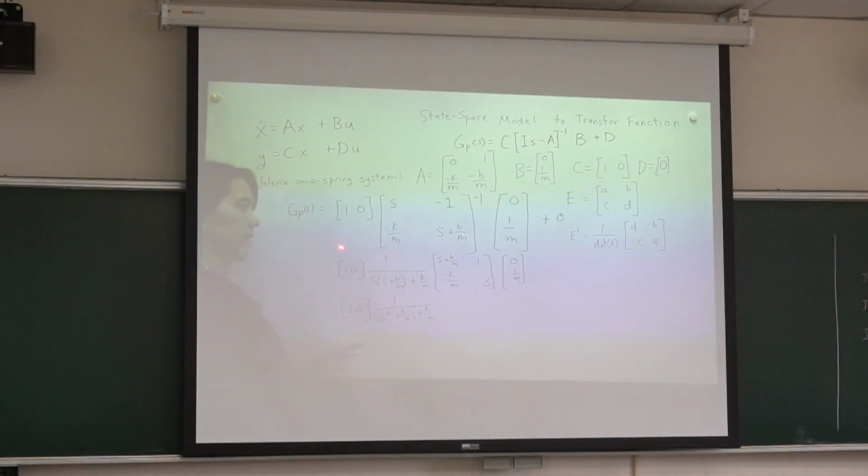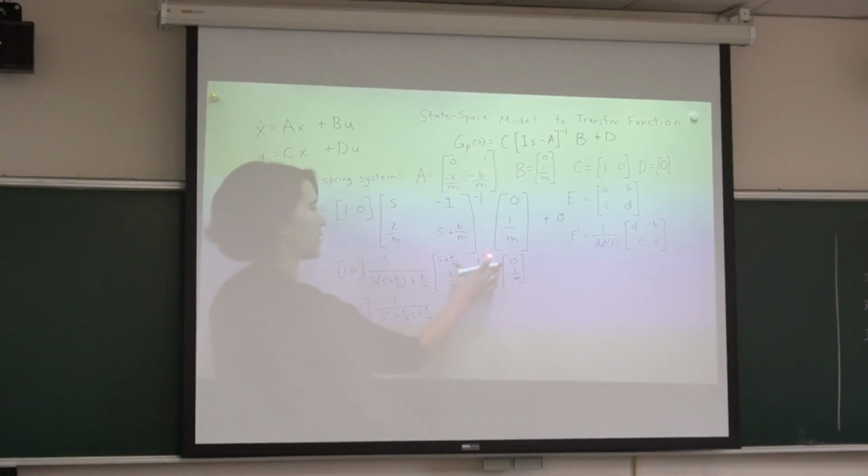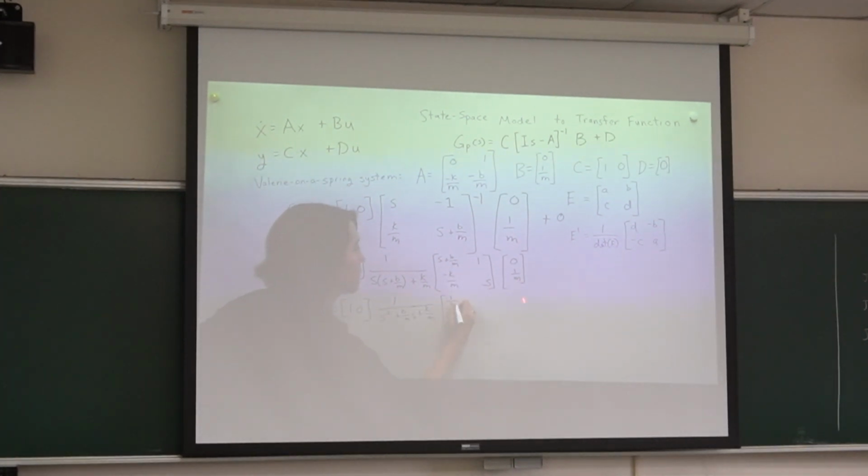Alright, and so now if we multiply this one to this one, we'll get 0 plus 1 over M in the first spot, and then 0 plus S over M in the second one. Okay, so we're getting closer.